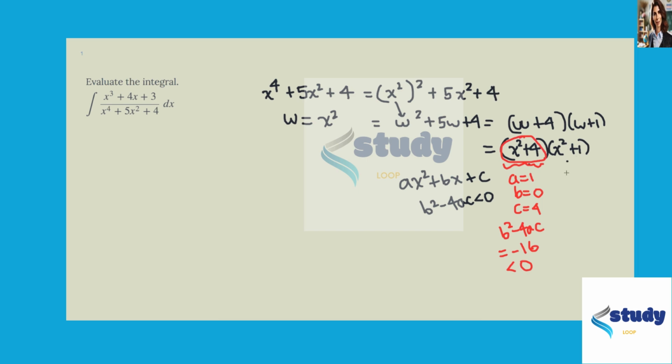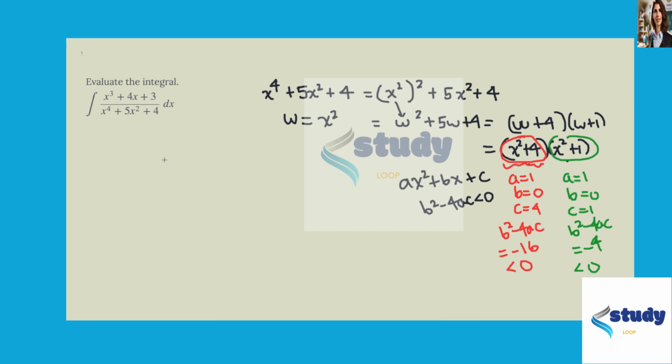For the other quadratic, a is 1, b is 0, c is 1. So that b squared minus 4ac is minus 4, which is also negative. So that x squared plus 1 also does not factor.